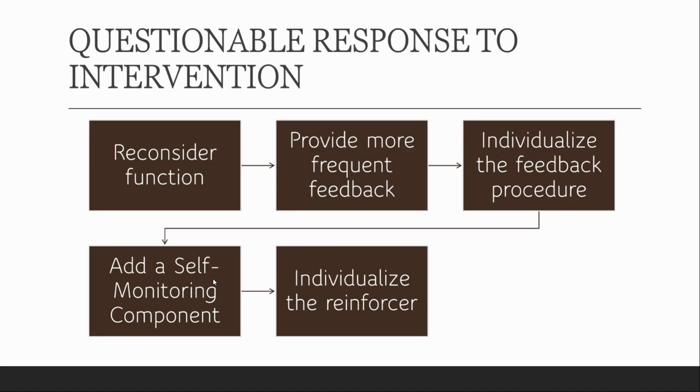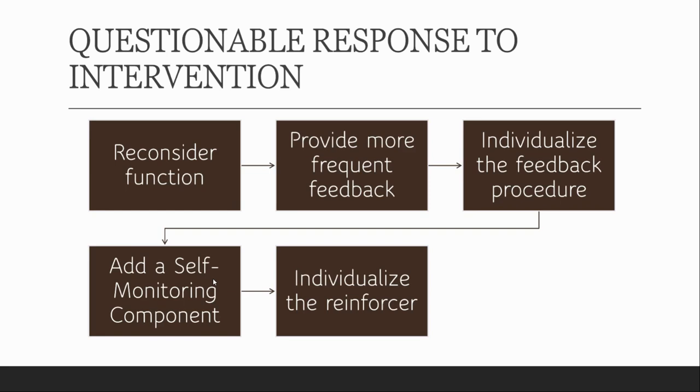Another thing they can do when they see that the student's having a questionable response is they can begin to individualize the feedback procedure. This means they can allow the student to select the adult with whom he or she will regularly meet. They can allow the student to use alternative ways to contact the adults that will monitor his or her progress. So they can allow the students to text that adult, email that adult, have some way to choose how they're going to communicate with the adult.